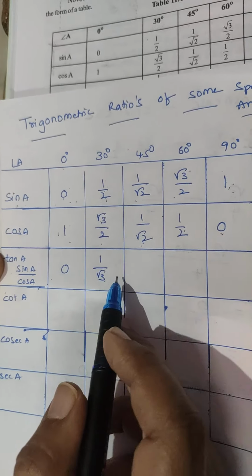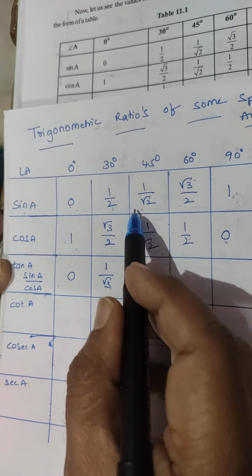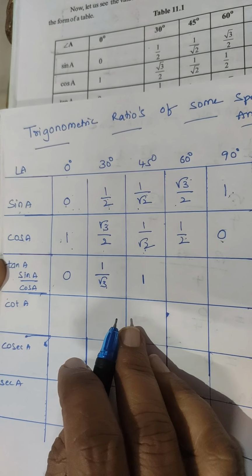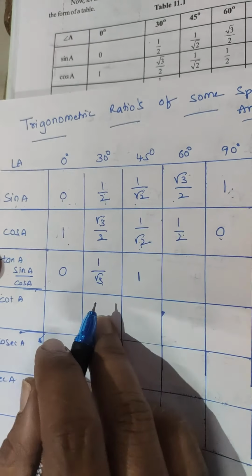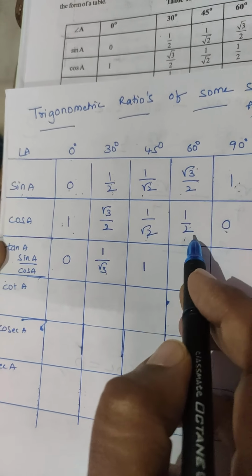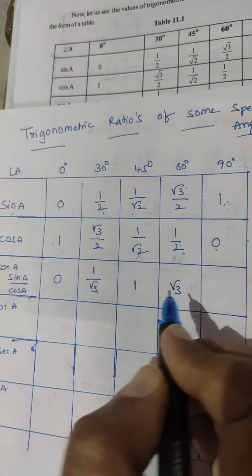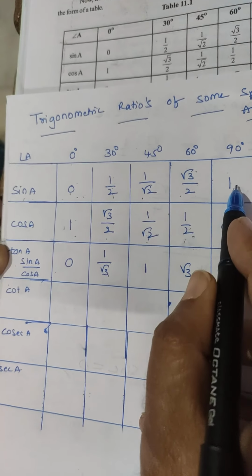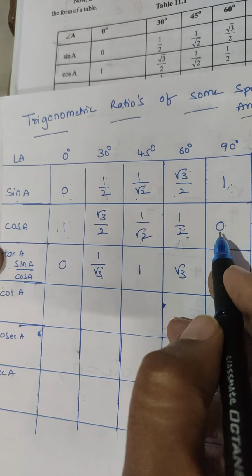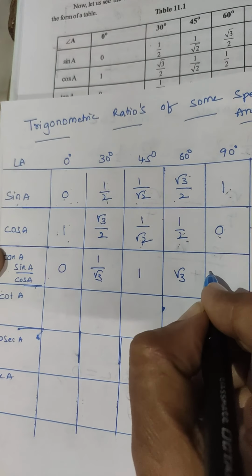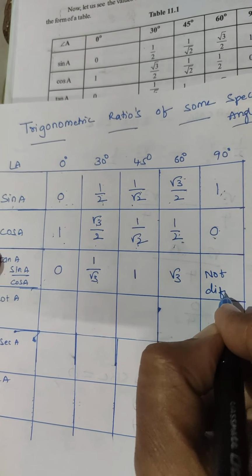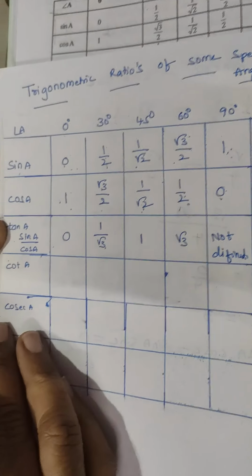Tan 45 degrees: 1 by root 2 divided by 1 by root 2. The denominators are the same, root 2 cancels. It's only 1. Then tan 60 degrees: root 3 by 2 divided by 1 by 2. The 2 cancels. It's only root 3. Tan 90 degrees: 1 divided by 0. When you divide any number by 0, it is called not defined. So this is not defined, infinity.